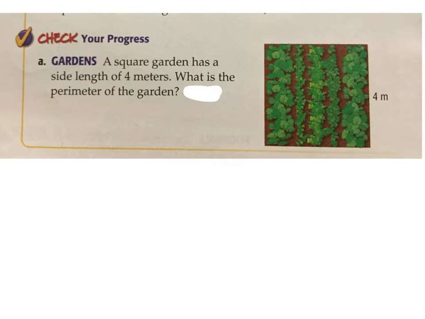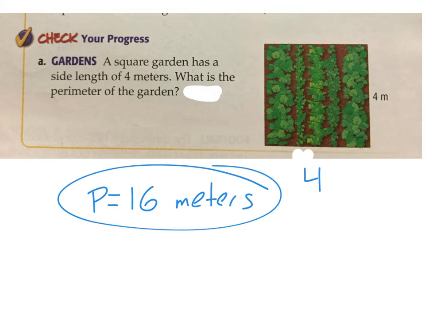Yes, very good, Ty. Since it's a square, all the sides are the same. So they're all 4. So it's 4 and 4 on the sides. That gives us a perimeter of 16. And what did you say it was? 16 meters. That's correct. Make sure you put the unit.